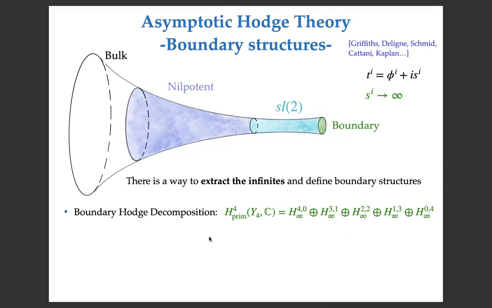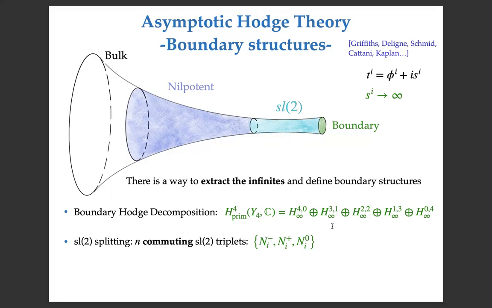The first one is a boundary Hodge decomposition. This is not the same decomposition as we had before because we have extracted the infinities. This decomposition does not depend on the moduli that go to infinity, whereas the previous one that holds all over the moduli space depends on all the moduli generically. And then there is a set of n commuting SL2 triplets. So if I send n moduli to infinity, I am approaching n boundaries. I have n monodromy matrices. From those, I can construct these N's that I told you before.